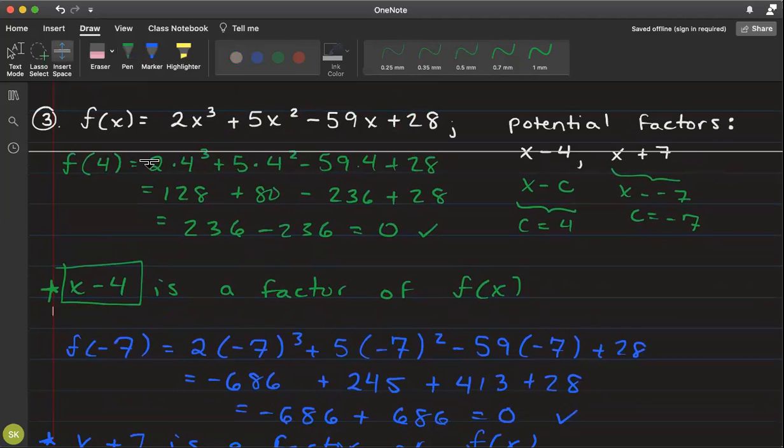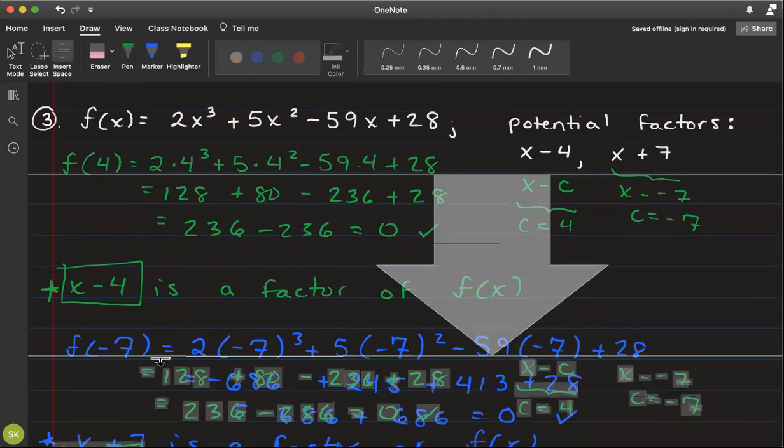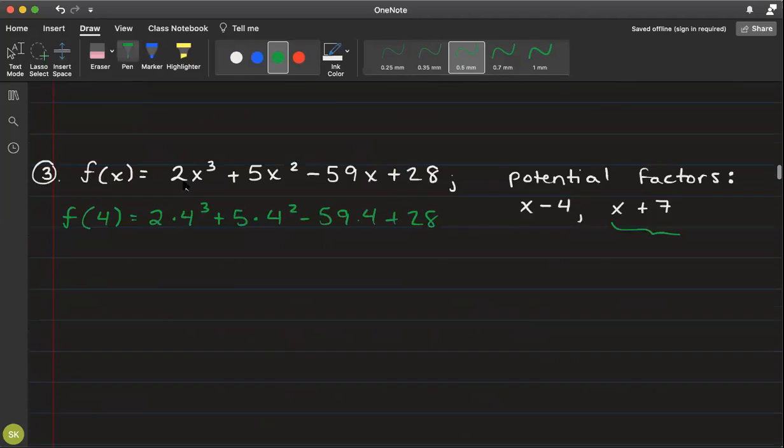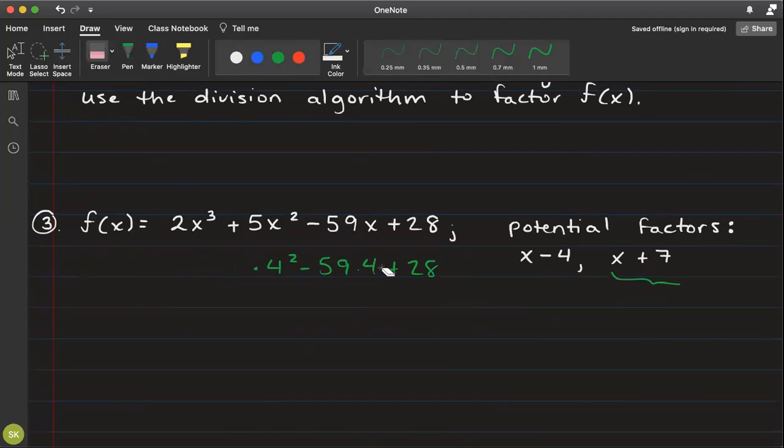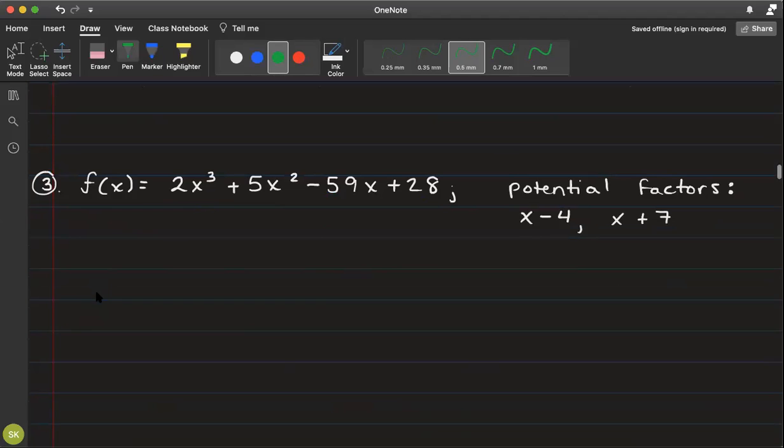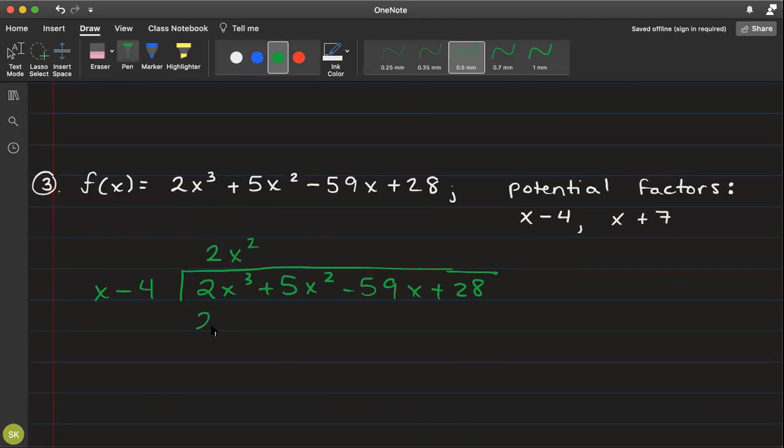Okay, so let's make some space right here. Don't want to erase all of that. Okay, so what we're going to do is put x minus 4 here, and then 2x cubed plus 5x squared minus 59x plus 28. And let's do some long division. So we ask ourselves, what do we need to multiply x by to get 2x cubed? Well, that would be 2x squared. So we distribute this, and we get 2x cubed minus 8x squared.